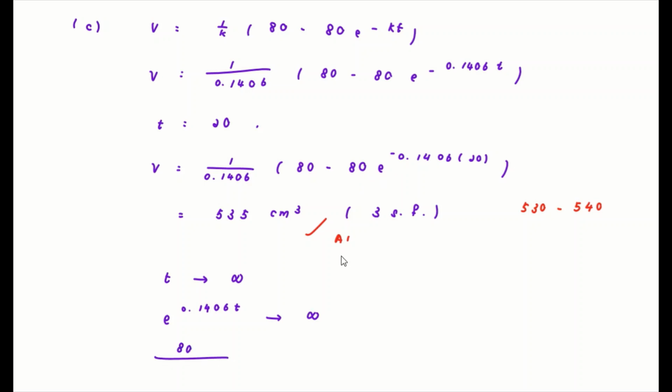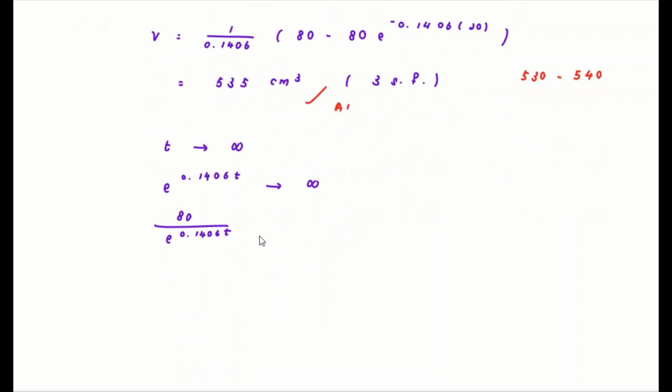So that's why this part is 8 over e to the 0.1406t, right? Because it's negative. If this thing approaches infinity, then when you divide something by infinity, this approaches 0. So when this approaches 0, when you put it inside, we get 1 over 0.1406 times 80 minus 80e to the negative 0. Sorry, let me write in the form we have just written.